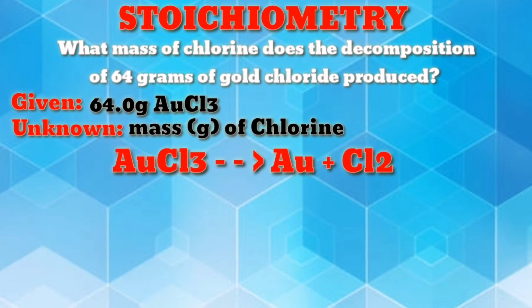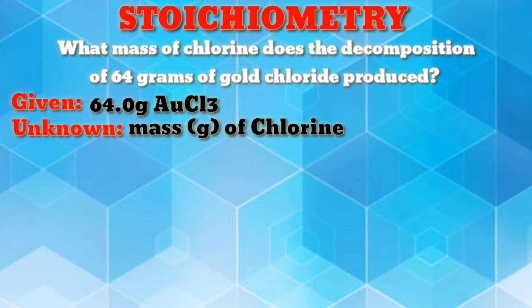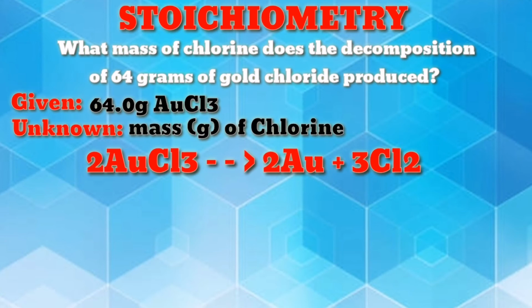First, write the balanced chemical equation. If it is not yet provided, we have the reactant, gold chloride, decomposed into gold and chlorine gas as the products. Recall how to balance a chemical equation. After the trial and error in balancing, we have the balanced equation: 2AuCl3 yields 2Au and 3Cl2.